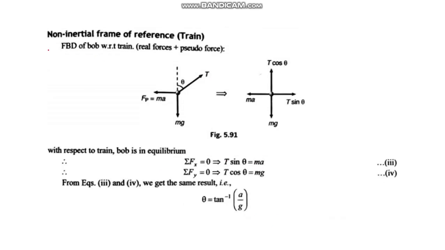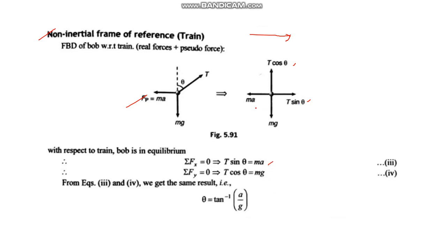In the next approach we'll take a non-inertial frame. If you take a non-inertial frame, what are we supposed to do? The object is moving in this direction, so you have to apply a pseudo force in the opposite direction, and just solve this problem as a static equilibrium question. Similarly here also you got the same components, right? You apply the pseudo force, it converts into a static equilibrium question, and simply take sigma Fx is equal to 0 and sigma Fy is equal to 0.